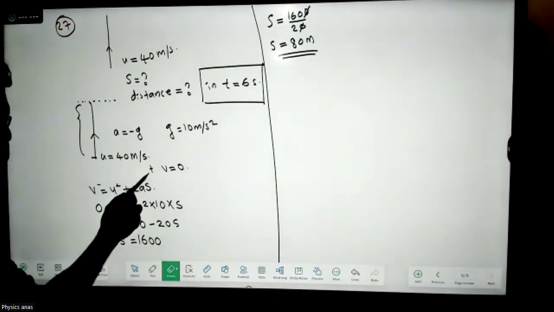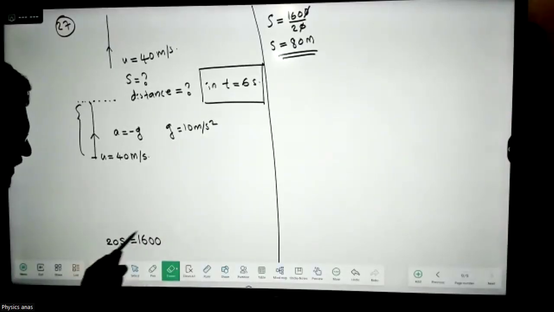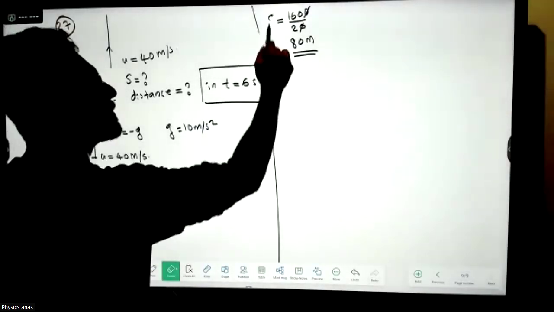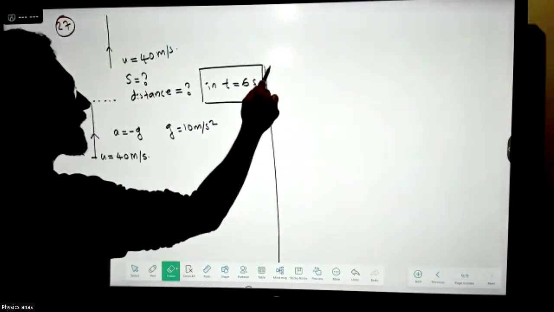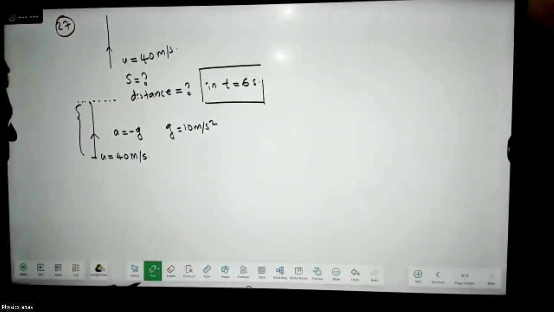You don't have to find maximum height. You don't need maximum height. What do you need to find? The distance and displacement in each second. T is equal to 2 seconds. Right?